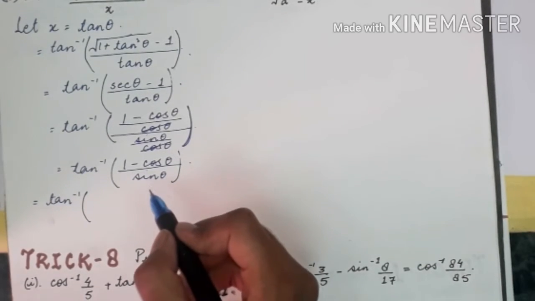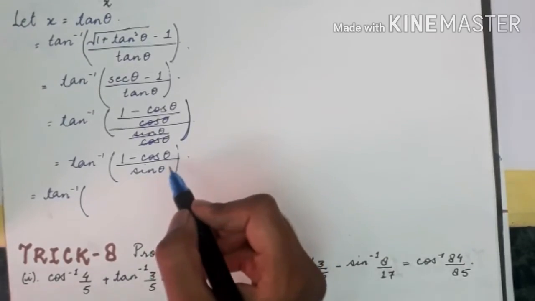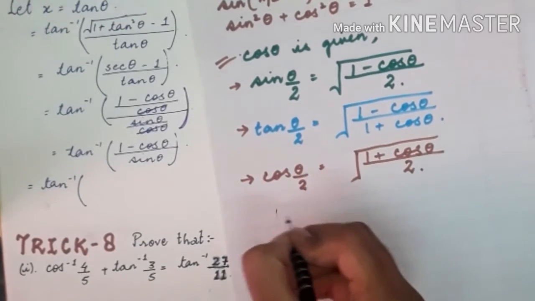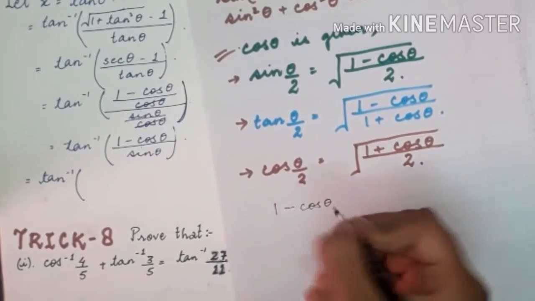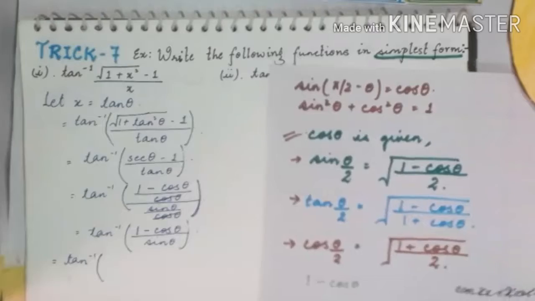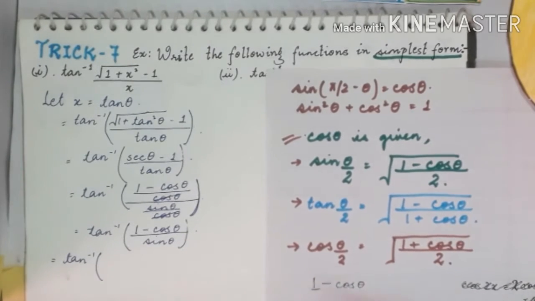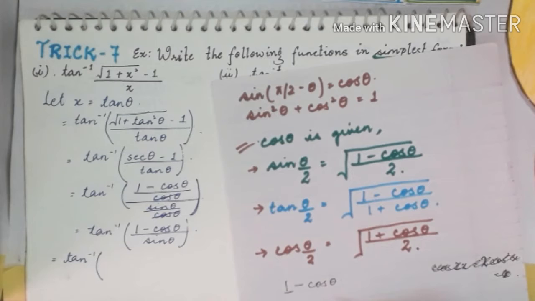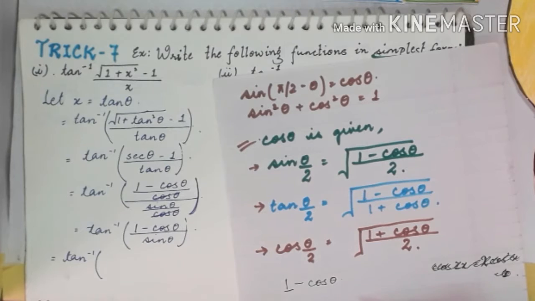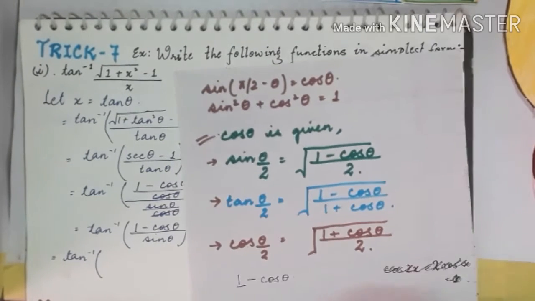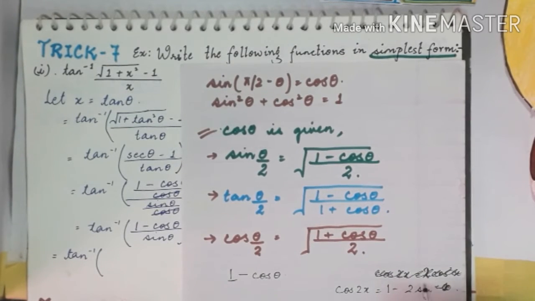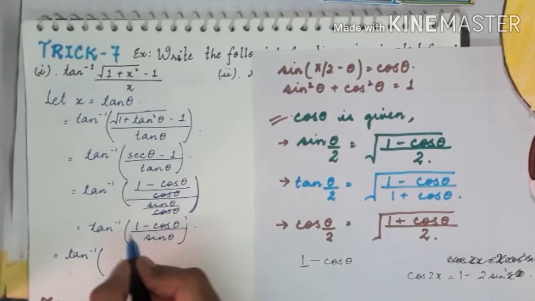Cos 2x you have learnt, and sin 2x. If you get 1 minus cos theta, then you have to put the identity of cos 2x. So you have to eliminate this 1. So you have to put the value of cos 2 theta accordingly. Here we will put the value which is 1 minus 2 sin square x. Cos 2x is equal to 1 minus 2 sin square x. If you put this identity, 1 will be eliminated.